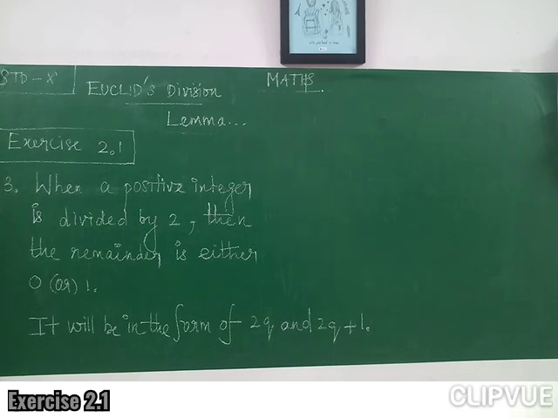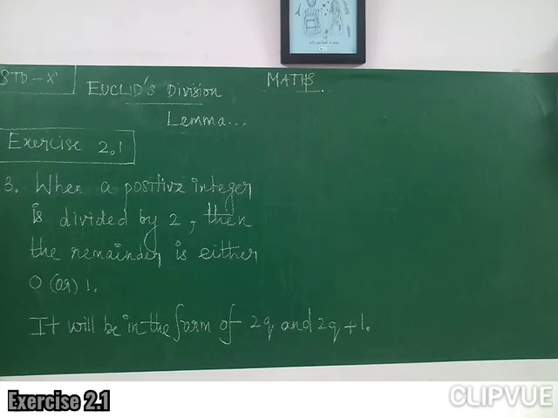So it will be in the form of either 2q or 2q plus 1. For 2q, the remainder is 0. For 2q plus 1, the remainder is 1. So using this result we are going to prove that.